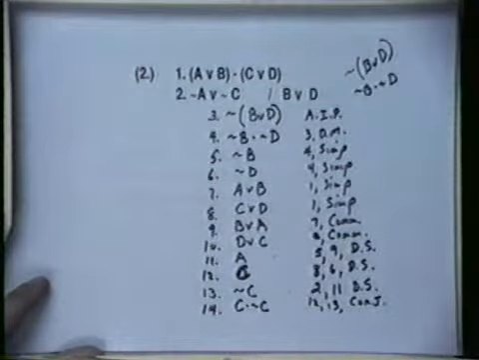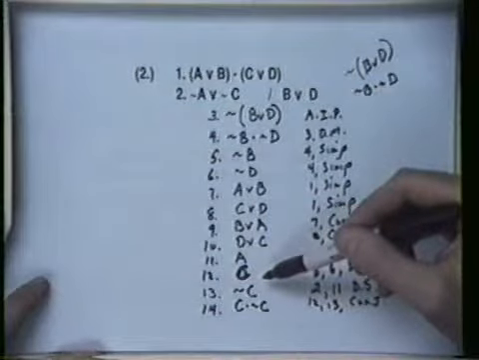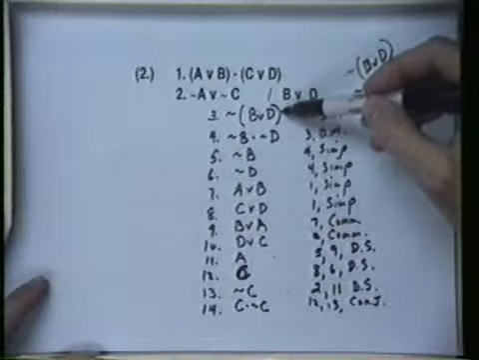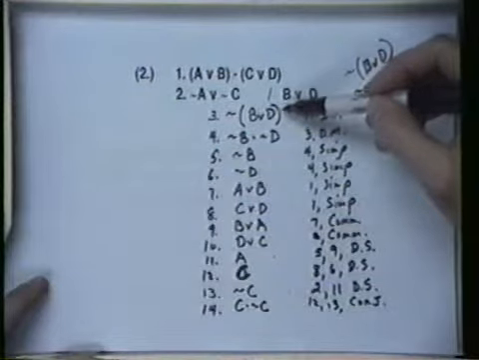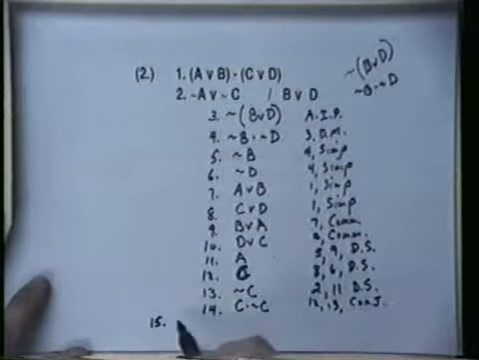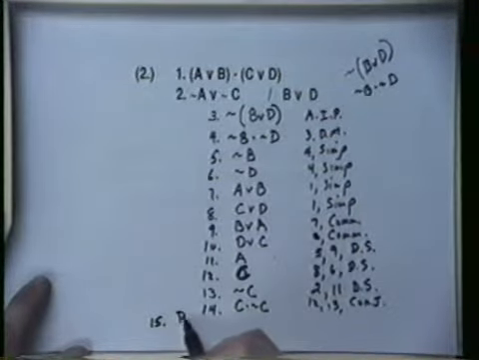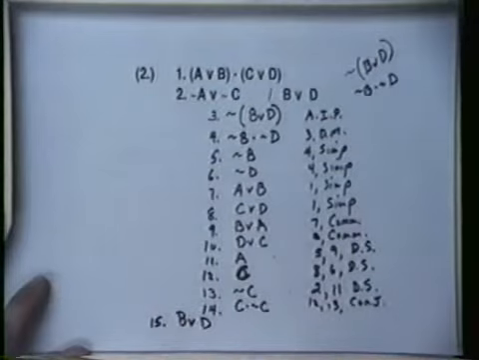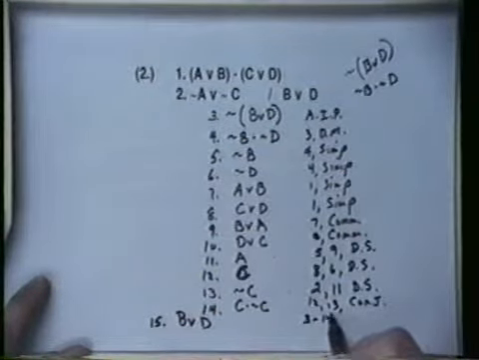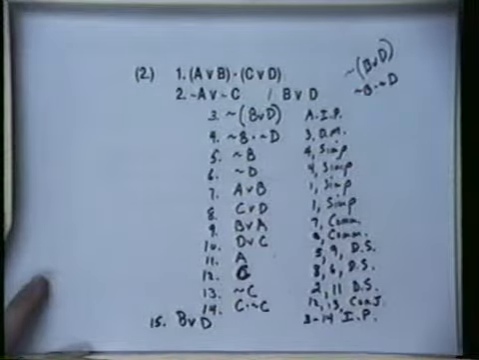There's our contradiction, and so it's time to discharge this entire subderivation, and to do that, recall, you need to place the negation of our initial assumption on line 15, on the outside left part of the derivation, and so we get our answer, B or D, and we cite everything from 3 through 14, indirect proof.